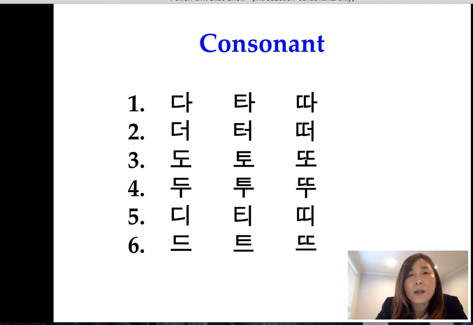Please repeat after me. Number one, ta, ta, da. Number two, to, to, do. Number three, to, to, do. Number four, to, to, do. Number five, ti, ti, di. Number six, to, to, do.